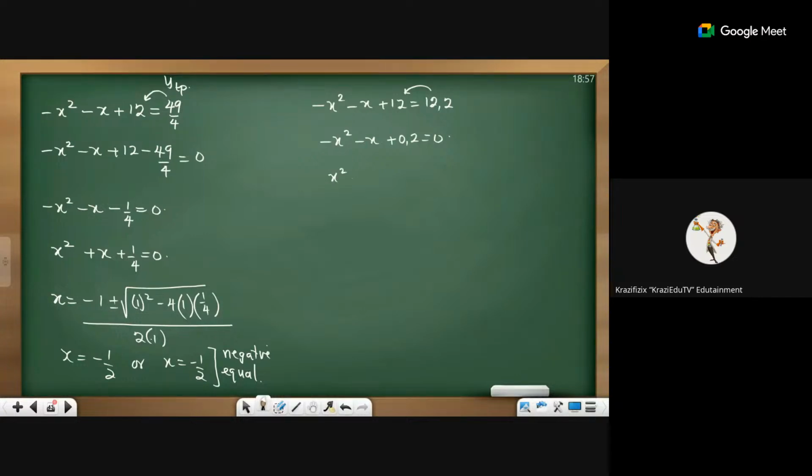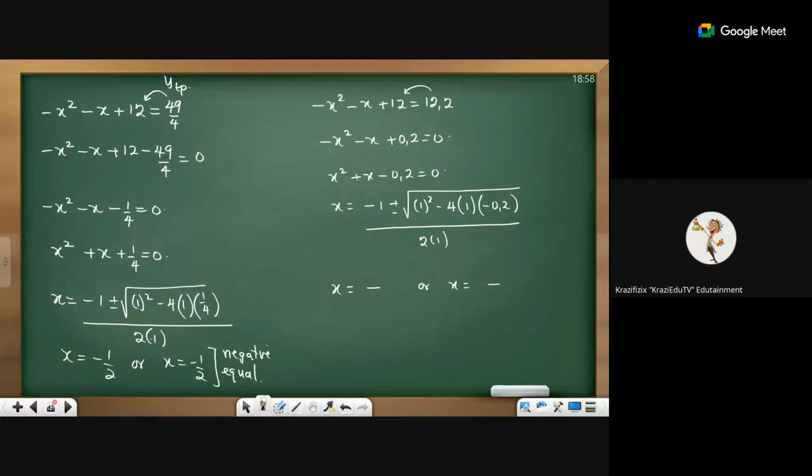Multiply everything by negative. Quadratic formula, start typing quickly. Minus 1 plus or minus the square root of 1 squared minus 4ac over 2a. Please tell me your answers. I'm going to tell you the signs already. Both answers must be negative and your answers must be different. The graph tells us what our answers should be.